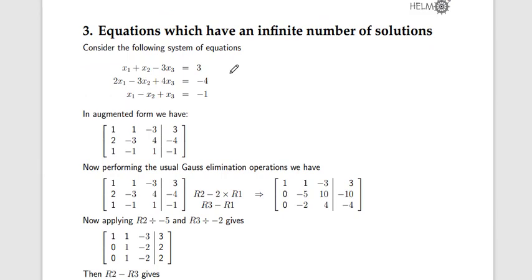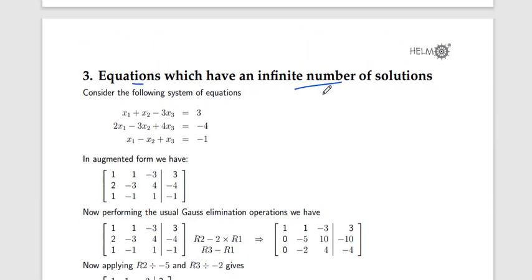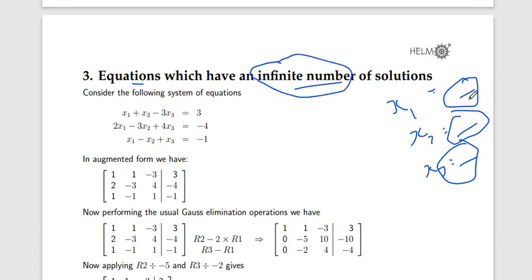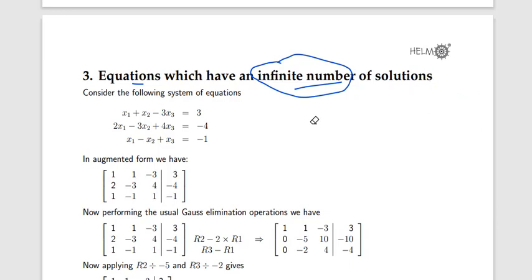Now let's start with equations which have an infinite number of solutions. What is infinite? In the last example we got one solution, where x1 is equal to something, x2 is equal to something, x3 is equal to something, not infinite solutions. But what if there are equations which have an infinite number of solutions, where x1 can be anything and x2 can be anything else? How do we solve these types of linear equations through Gaussian elimination or the matrix method?